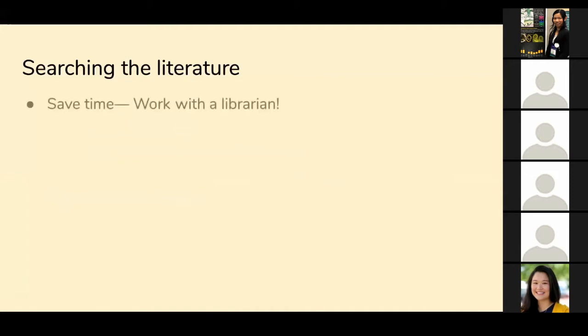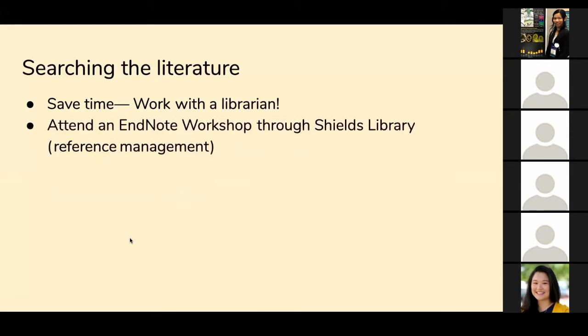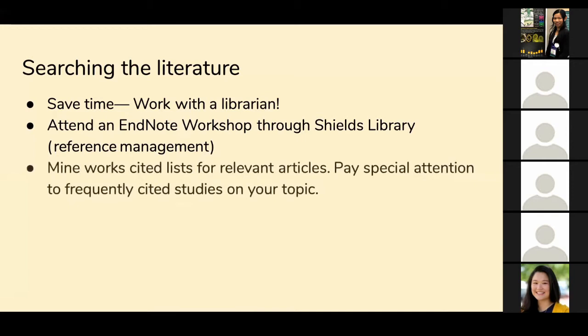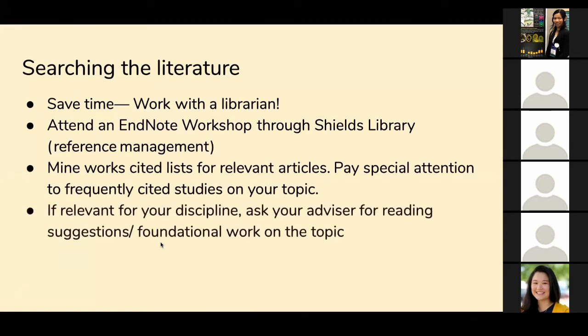So, searching the literature: save time, work with a librarian, that's what they're there for. It's a wonderful resource that you have access to. Attend an EndNote workshop through Shields. Mine works cited lists for relevant articles. Pay special attention to frequently cited studies on your topic. And if it's relevant for your discipline, ask your advisor for reading suggestions or foundational work on your topic.